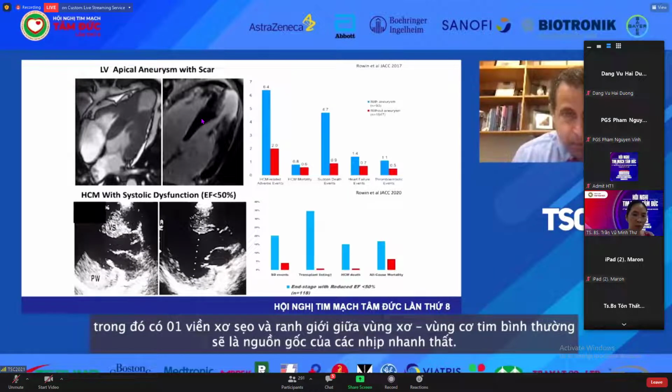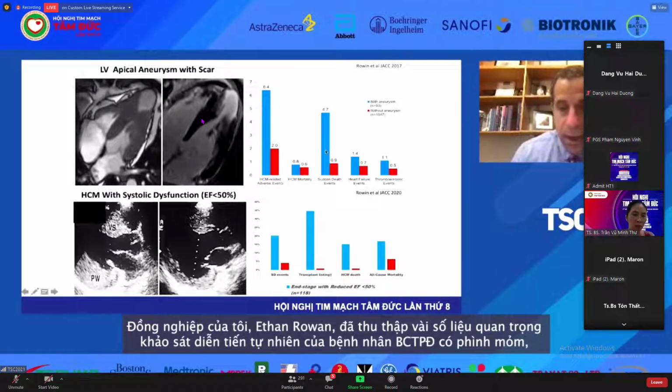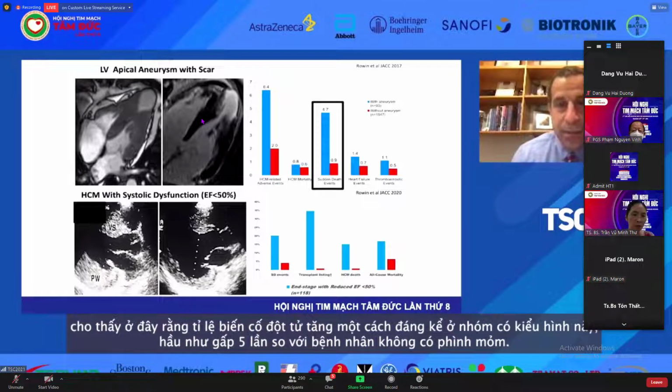And it's the interface of this fibrotic rim and the myocardium that is a nidus for the generation of ventricular tachyarrhythmias. And a colleague of mine, Ethan Rowan, put together some important data looking at the natural history of HCM patients with apical aneurysm, showing here that sudden death event rates are significantly increased in patients with this phenotype, almost fivefold greater than HCM patients without aneurysms.